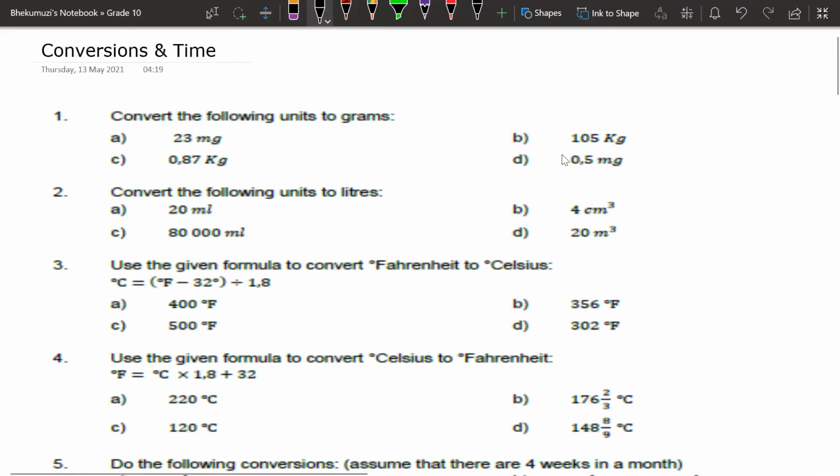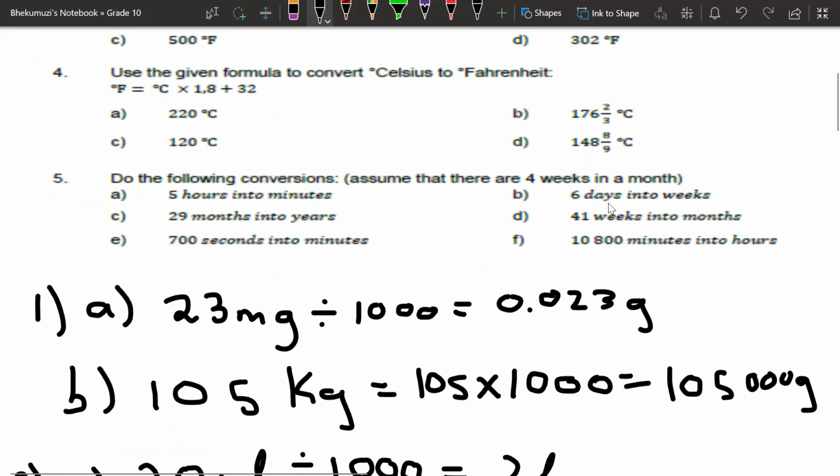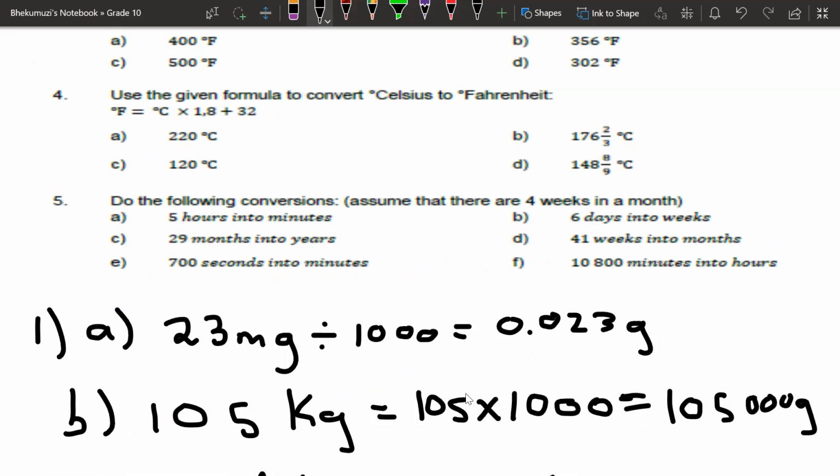You can actually see in the next question, we have 105 kilograms, right? And we know that a gram is obviously smaller than a kilogram. Therefore, we should be multiplying by 1,000. So it's 105 times 1,000. That gives us 105,000 grams, and that would be your answer for B.